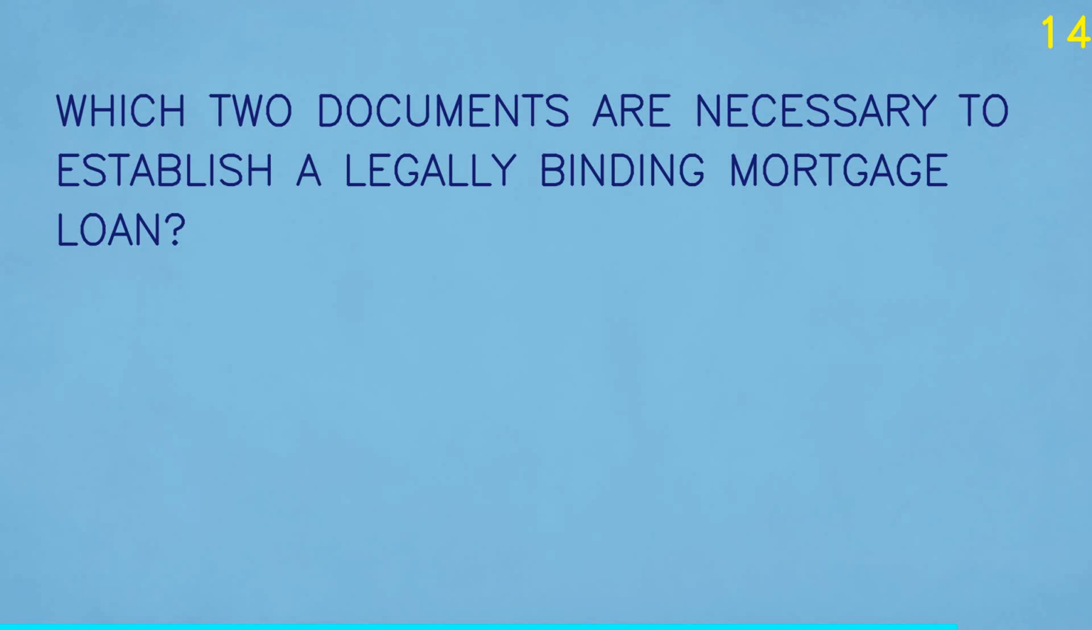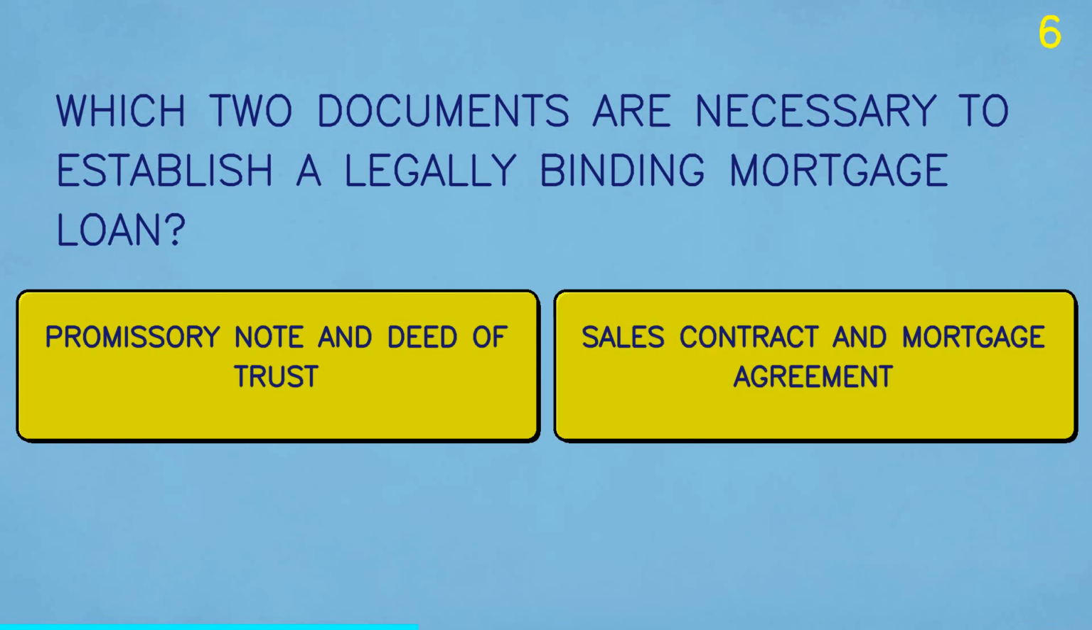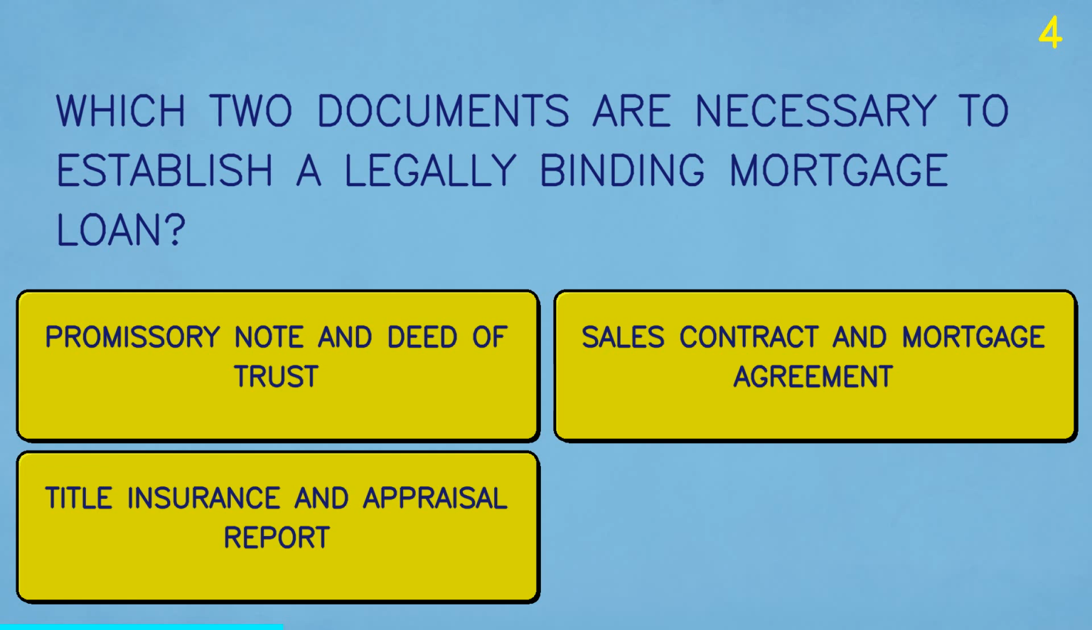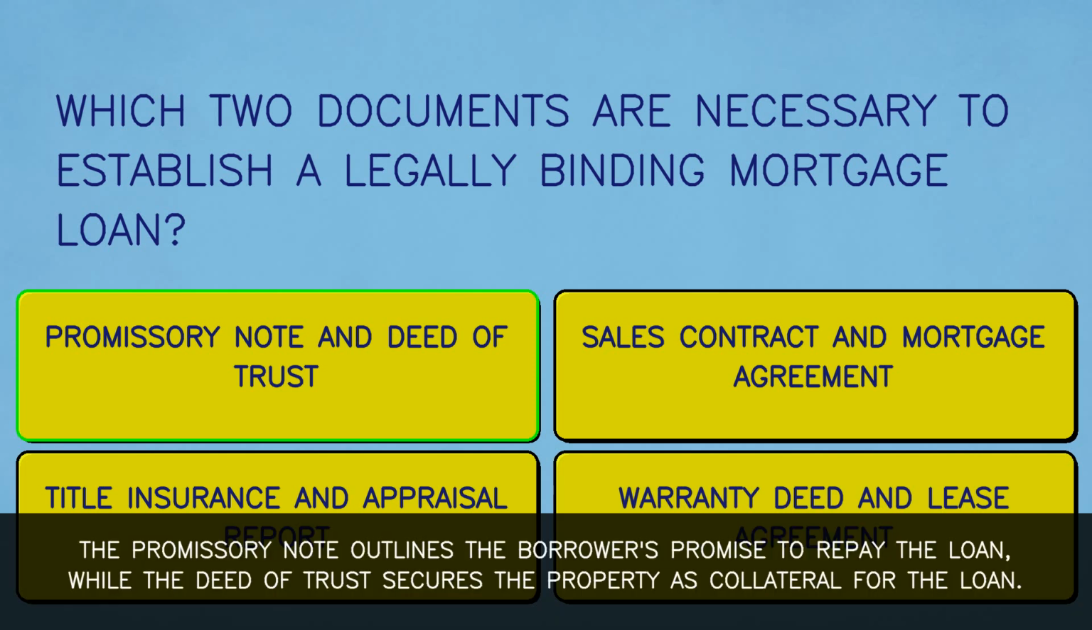Question 1. Which two documents are necessary to establish a legally binding mortgage loan? A. Promissory note and deed of trust. B. Sales contract and mortgage agreement. C. Title insurance and appraisal report. D. Warranty deed and lease agreement. The correct answer is promissory note and deed of trust. The promissory note outlines the borrower's promise to repay the loan, while the deed of trust secures the property as collateral for the loan.